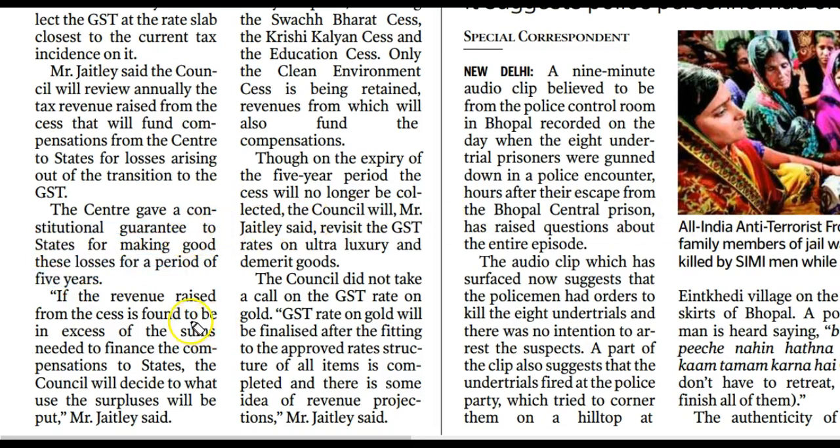In case the fund raised from the cess is found to be in excess of the money needed to compensate the states, the nature of use of the excess fund will be decided by the GST Council. Where to use the excess fund will be decided by the GST Council.